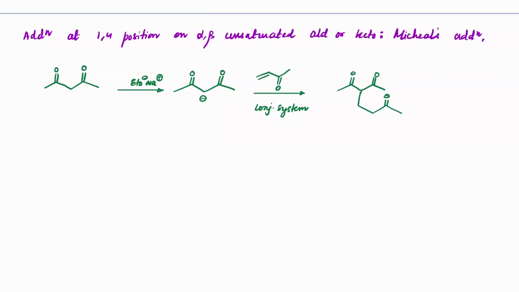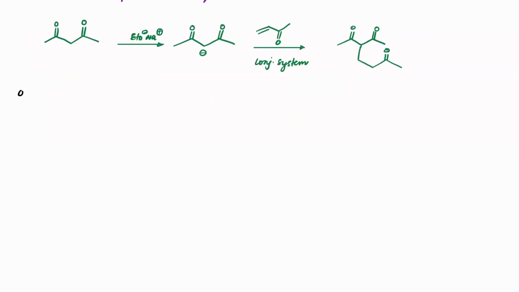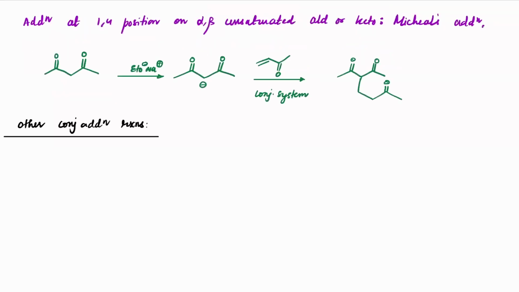I hope this part is clear. Similarly, a few more examples. Other conjugate addition reactions. See, other conjugate addition reactions, if you notice. Suppose I have some R group, a double bond here, then a double bond O, and some R dash group is there. And I'm treating this with Br2.